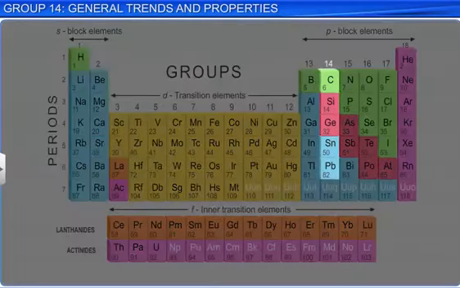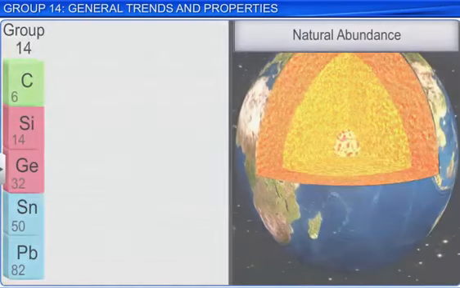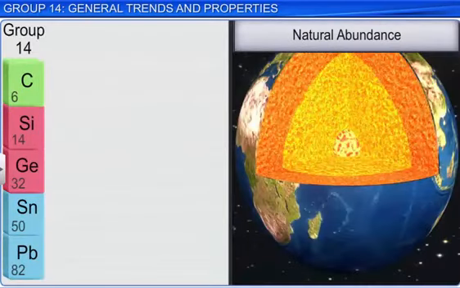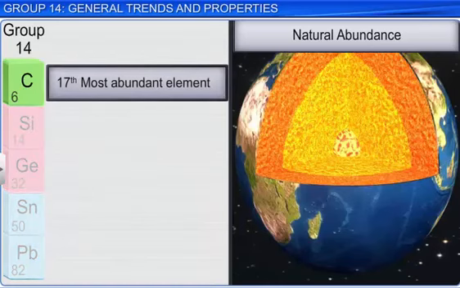Group 14 elements, sometimes called the carbon family, are carbon, silicon, germanium, tin, and lead. In the Earth's crust, carbon is the 17th most abundant element.